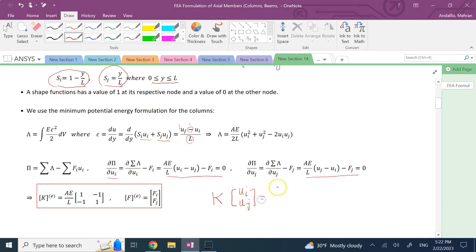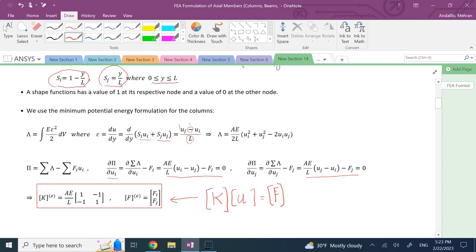These two equations you can write as k times u equals f, where u is ui and uj, f is fi and fj, and k is AE over L times the matrix 1, negative 1, negative 1, and 1. So this is the element stiffness matrix, and this is the element loading vector. If we just call ui and uj a small u, this is the same format that we had for trusses, and once we know the nodal loadings and the boundary conditions, we can find all the remaining u's and all the unknown reaction forces.